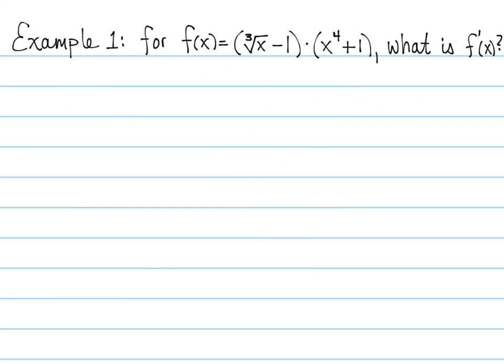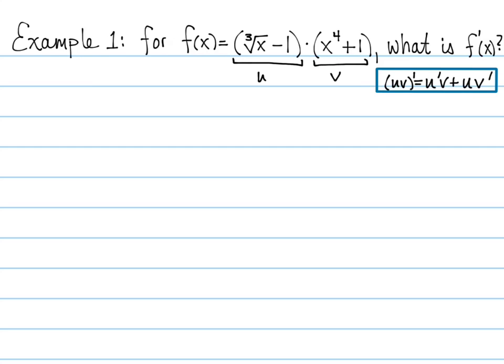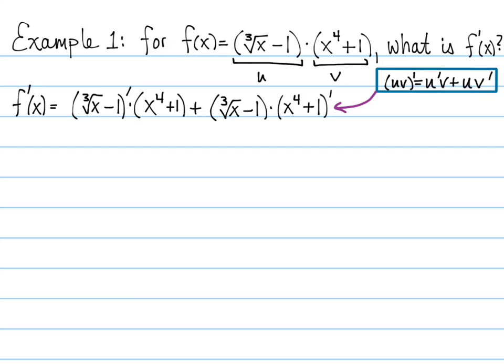Now let's go ahead and do an example. So here's a function, which is the product of the cube root of x minus 1 and x to the fourth plus 1. And I want to know what is the derivative. So we recognize that this is a product, and so what we're going to do is we're going to use the product rule. So step 1 is to go ahead and rewrite this in the following way.